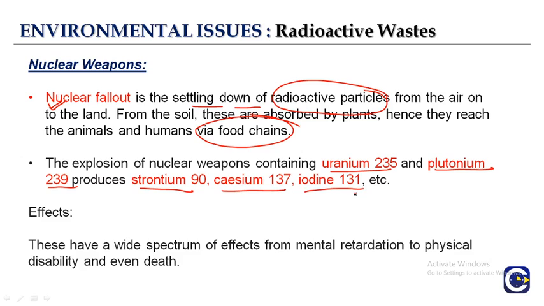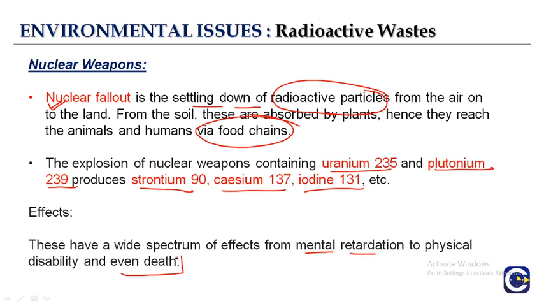So from here comes the question: the explosion of nuclear weapons, which contains uranium-235 and plutonium-239, produces strontium, cesium and iodine, right? So there are effects of it also, right? These have a wide spectrum of effects, from mental retardation, right? They are very harmful, very toxic in nature, these radioactive waves, right? They can cause physical disability and even cause death.